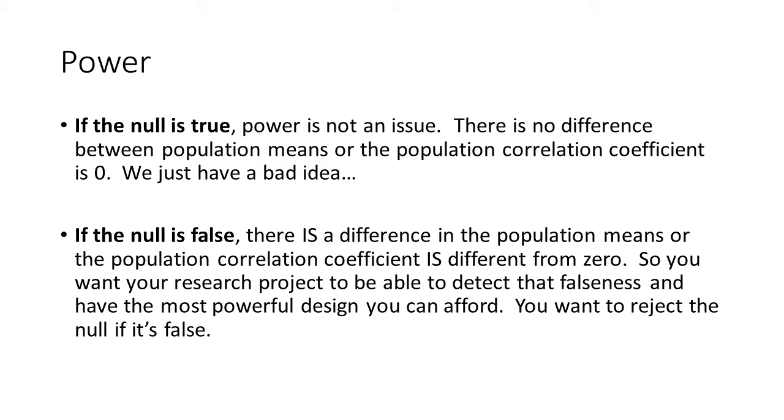On the other hand, when the null is false, that's when power especially comes into play. So there is a difference in the population mean, so the population correlation coefficient is different from 0. So with this, you want your project to be able to detect that falseness. You want it to be able to know how incorrect the null was or how false the null is so you can successfully reject it correctly.